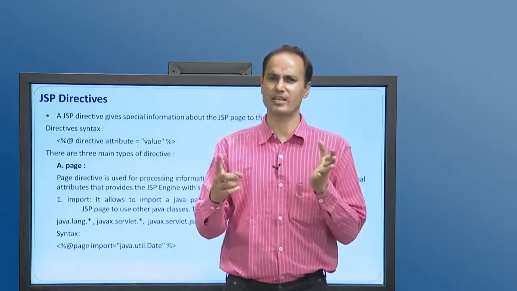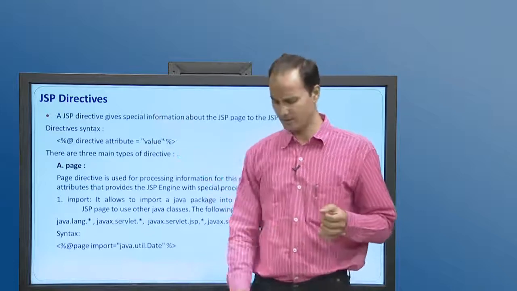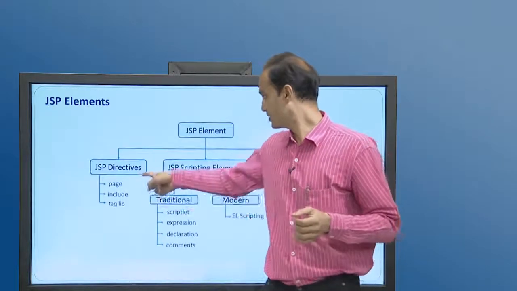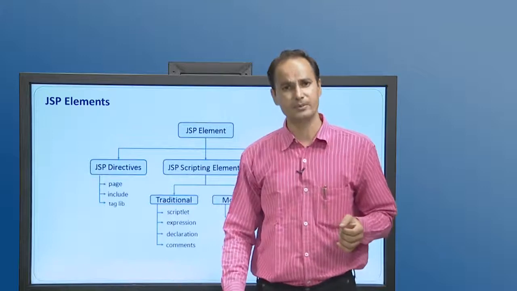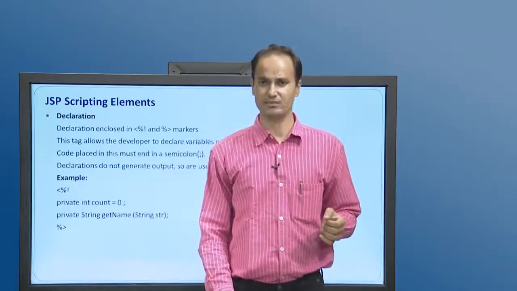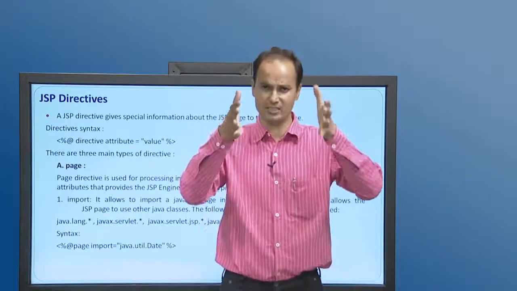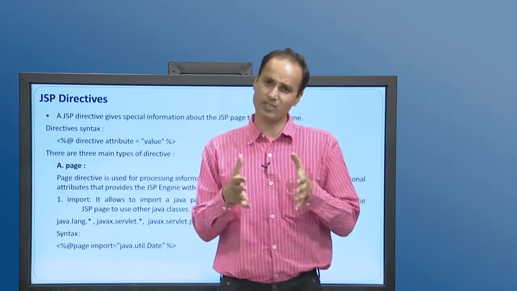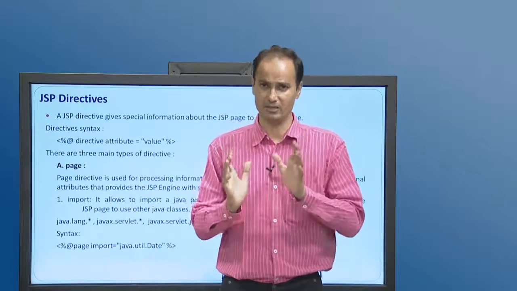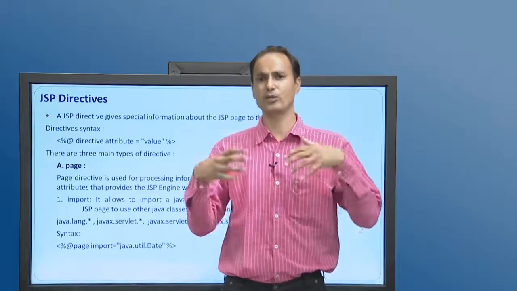Now, after the scripting elements, that is the scriptlets, declaration and expression, it is time to discuss the directives. We have seen that there are 3 directives: page directive, include directive and taglib directive. So, what about the page directive? Generally the page directive tells about the JSP page, what the JSP page is and what kind of attributes it has, what kind of data it is going to process.